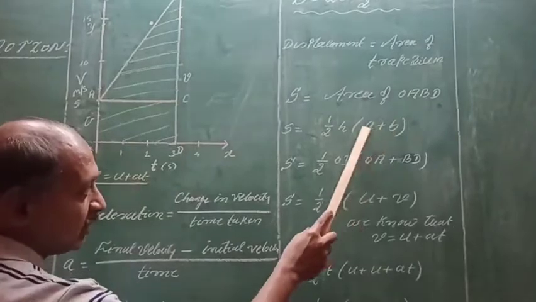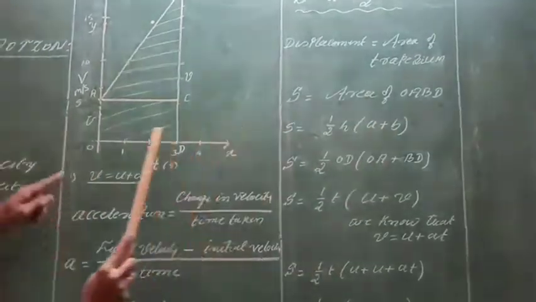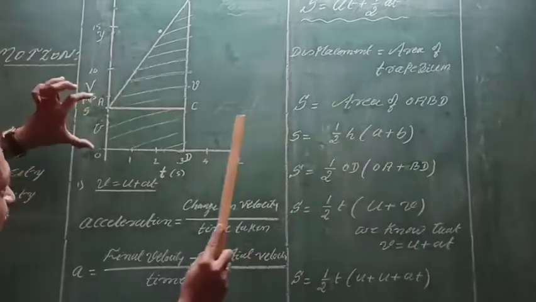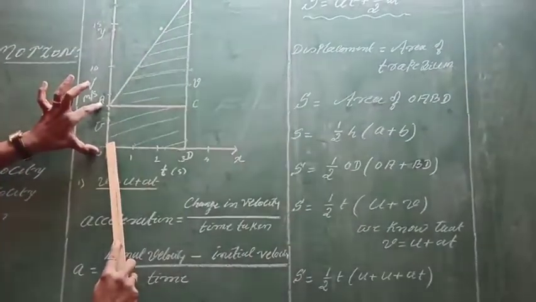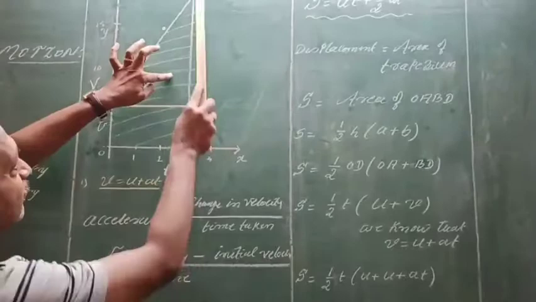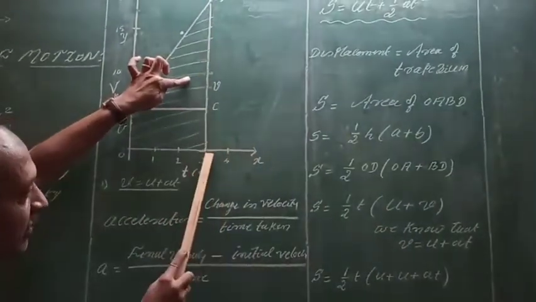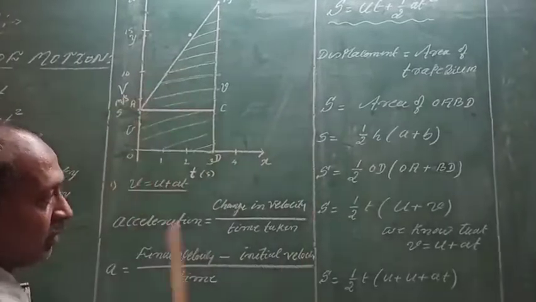A plus B. What is the A here? A is OA, which is one side, and another parallel side is BD. B to D.